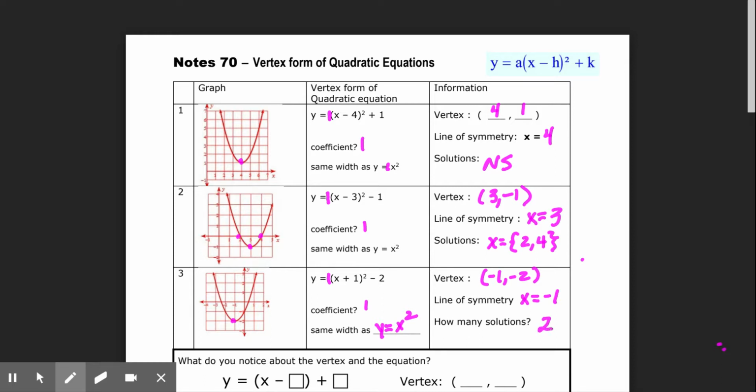Now, one thing that I want you to take a look at is, whenever we're identifying the vertex, if you just look at the equation, you see how that's a negative 4, but the x value of your vertex is a positive 4, and then right here, plus 1, that is your y value. So let's take a look at number 2. Negative 3, that's a positive 3, and this y value is a negative 1. That stays the same. Let's take a look at number 3. That positive 1 over here is a negative 1, and then that minus 2 stays the same.